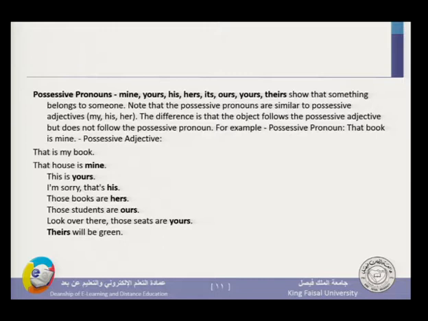We have possessive pronouns like mine, yours. I might say, whose pen is this? Somebody might say mine. I might say his. This means that this pen belongs to that person. Okay? I might say ours. Okay?